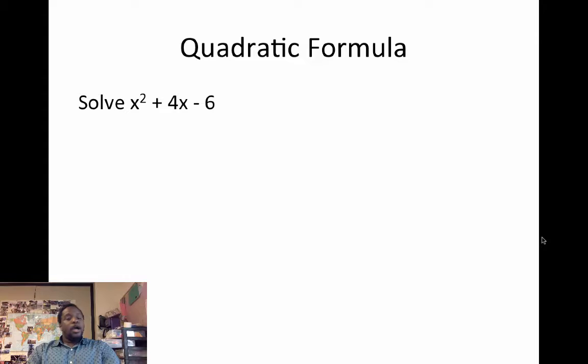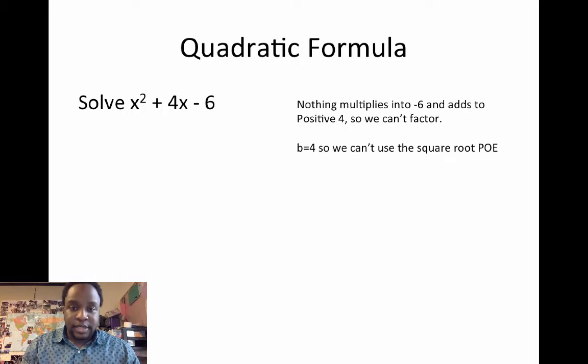And then lastly, the last one that we're going to look at today is the quadratic formula. You can use this for any quadratic equation. The key thing is to put it into standard form and then substitute it into the quadratic formula. So we have x squared plus 4x minus 6. Nothing multiplies into negative 6 and adds up to positive 4, so we can't factor it.